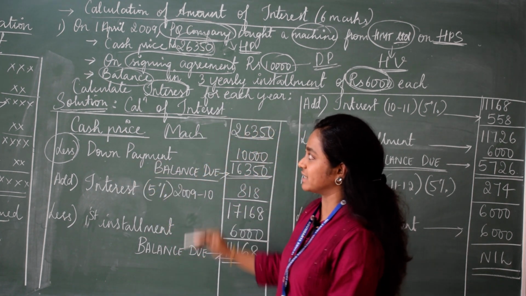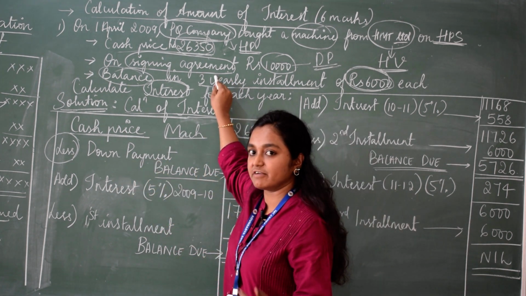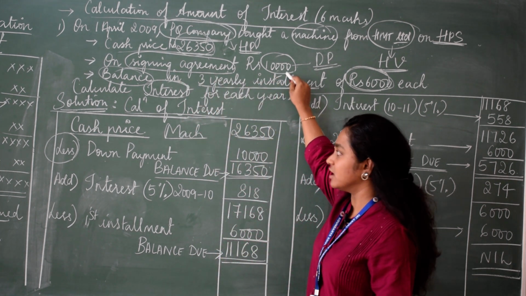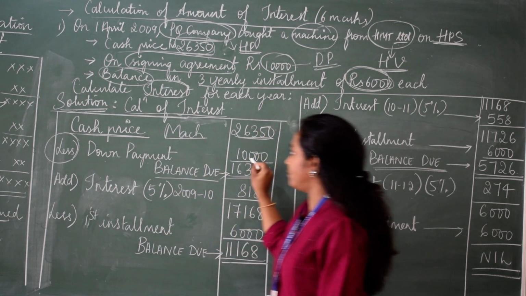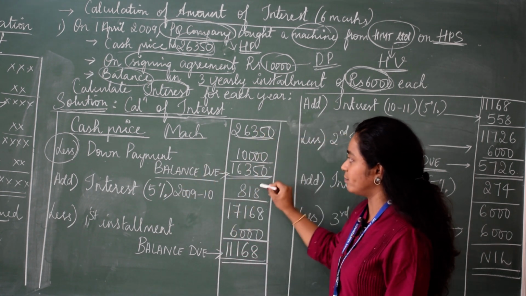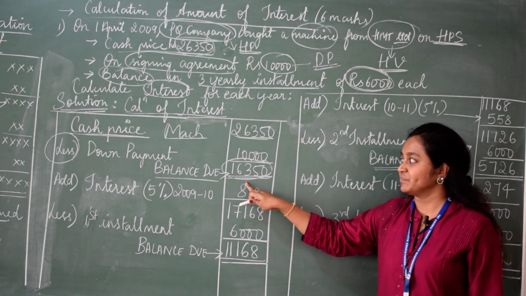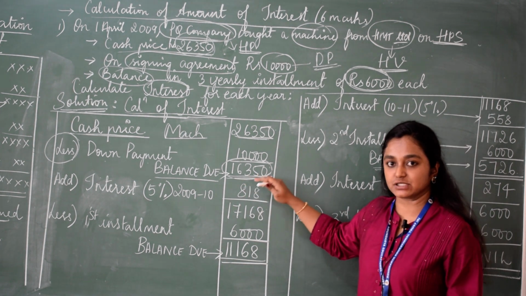From this, as the format states, we are deducting the down payment. The word down payment is not directly given in the question, but we have analyzed that on the date of agreement I am paying 10,000 as the purchaser. So removing the down payment, the balance left is 16,350. This is the balance left as of now.